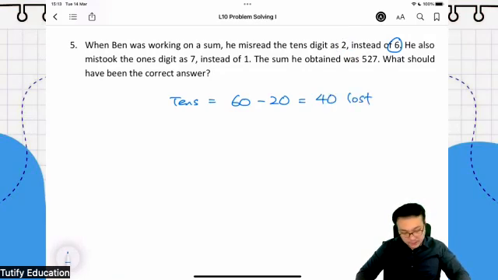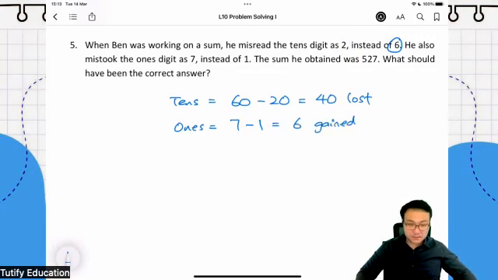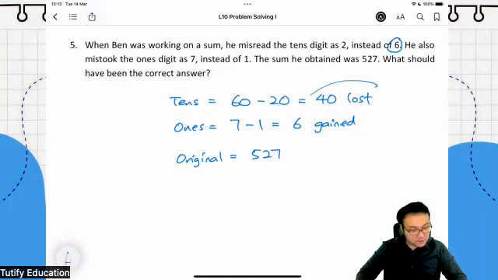Yes. And look at the ones digit. Instead of 1, you wrote 7, correct? You lost 6. Actually, you didn't lose 6, you gained 6. Correct? Yes. So if you want to find the original number, you just take his answer. You lost 40, so now you must put back the 40. You gained 6, so you must get rid of your extra 6.